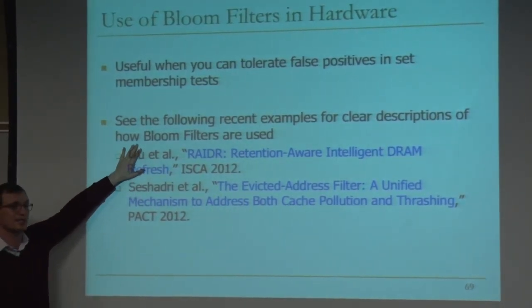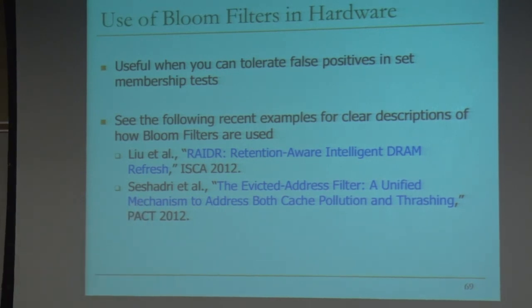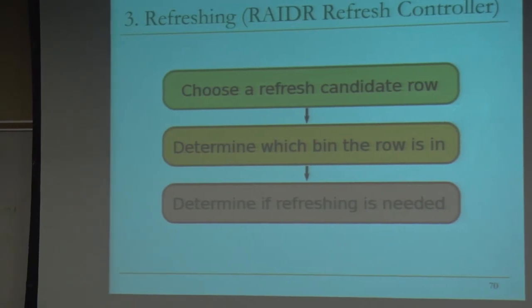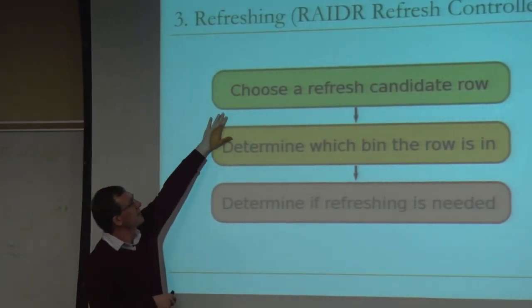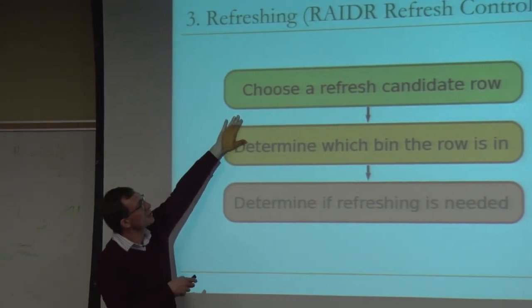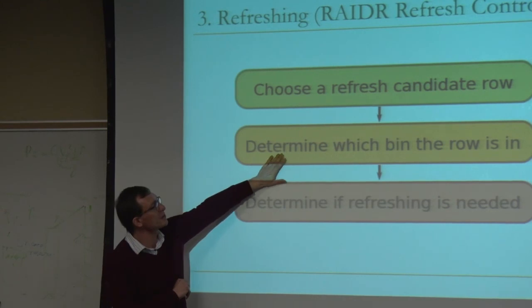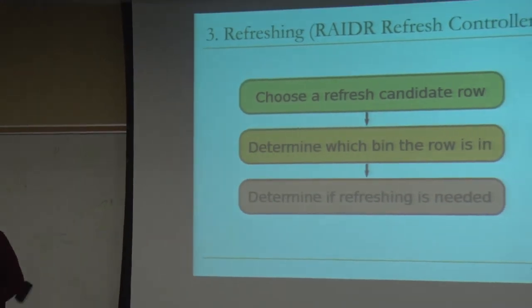This is what we've discussed, retention-aware DRAM refresh, but you can use it in caching also. But we don't have time to talk about that. So let me actually wrap up RAIDR. Basically, how do you do the refreshing? Now the refresh controller is in the memory controller. The memory controller chooses a refresh candidate row periodically. It determines which bin the row is in, and it determines if refreshing is needed. And if refreshing is needed, it refreshes the row.